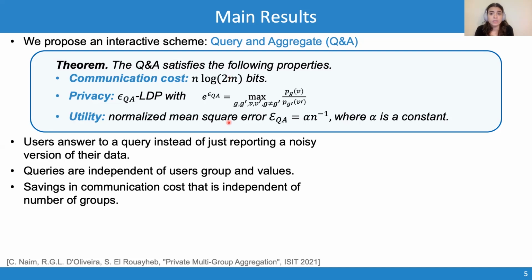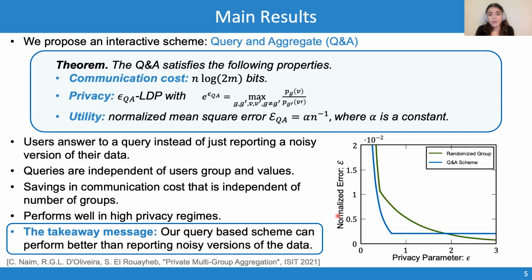And this scheme incurs cost and utility. However, the normalized mean square error goes to zero as the number of users increases. In this graph on the right, we compare the Q&A scheme to a scheme we call randomized group. The randomized group scheme is an extension of methods in the literature, mainly randomized response, and it does not include a query stage. Instead, the user reports a noisy version of his group and value. The randomized group scheme here is represented in green, and the Q&A scheme is represented in blue.